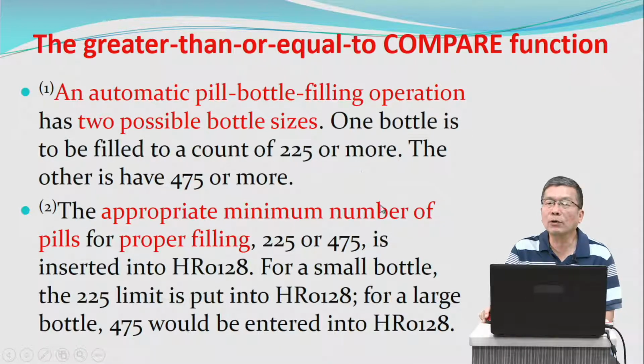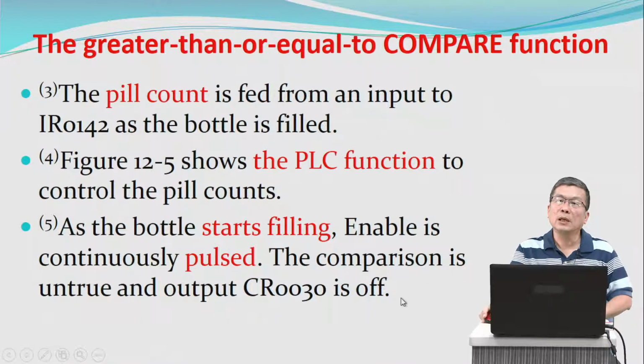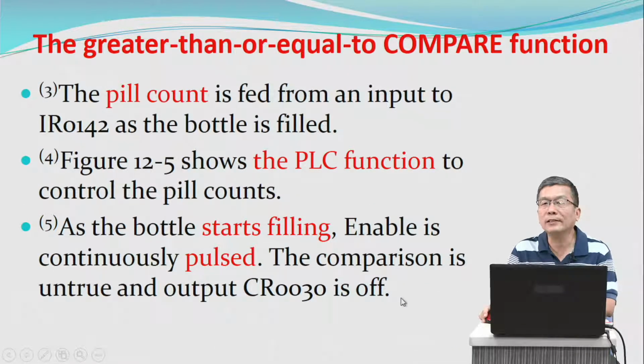For a small bottle, the 225 limit is put into holding register 128. For a large bottle, 475 would be entered into holding register 128. The pill count is fed from an input to input register 142 as the bottle is filled.